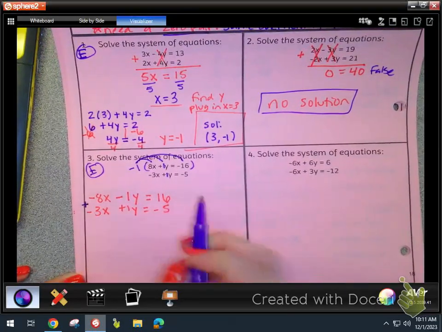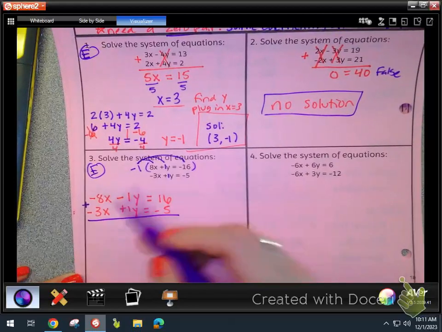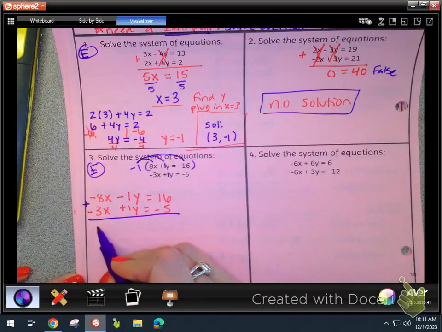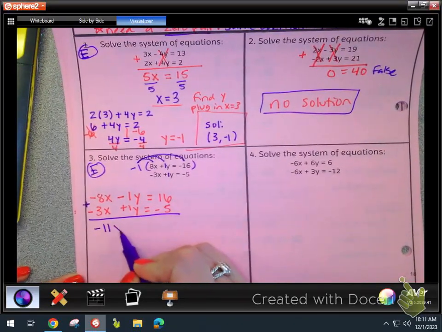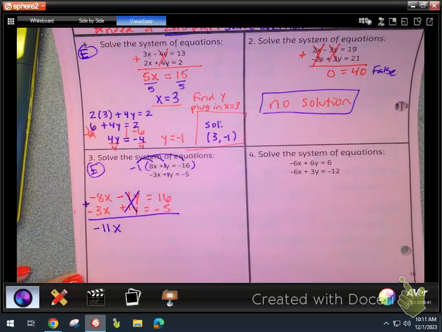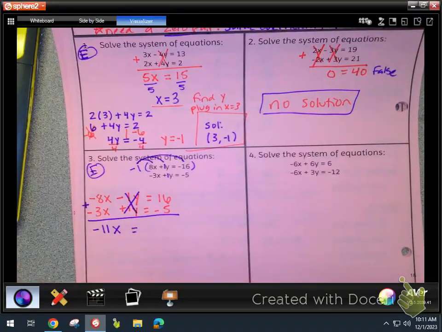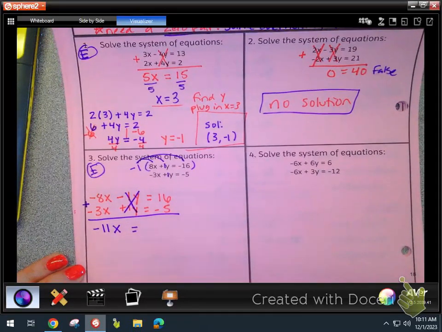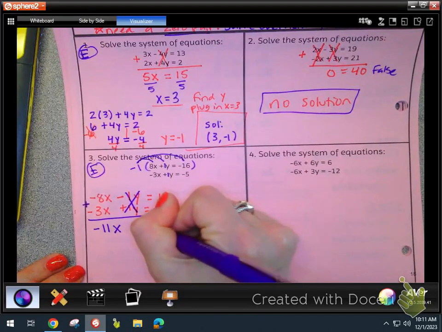Here we go. We're going to add. -8x plus -3x is -11x. My y's are going to eliminate. They zero out. That should happen. One of your variables should eliminate. That's why it's called elimination. And then 16 minus 5 is 11.